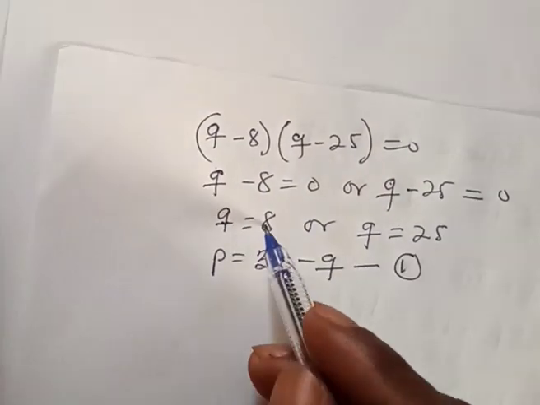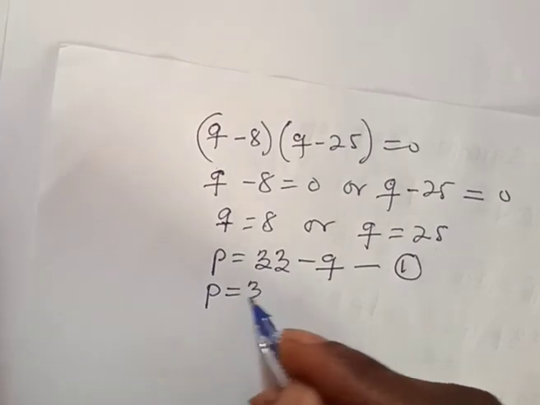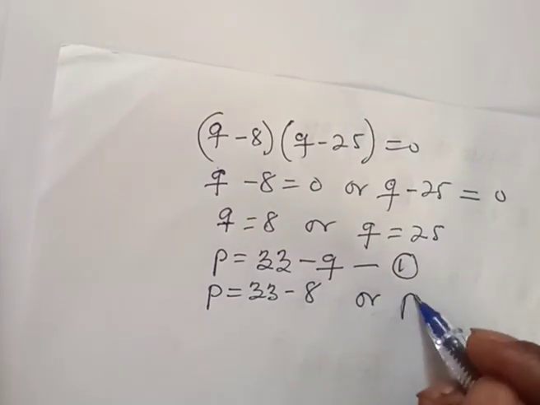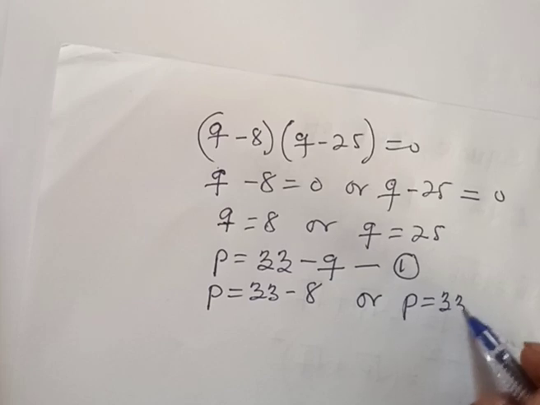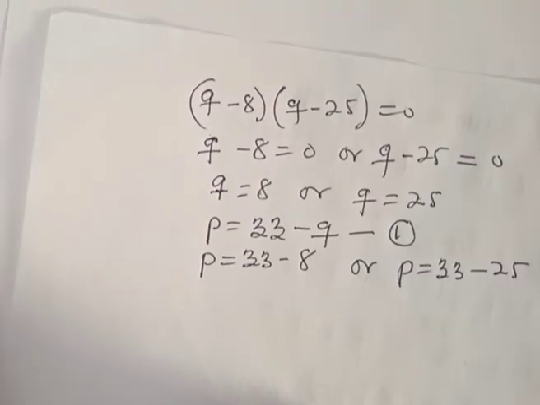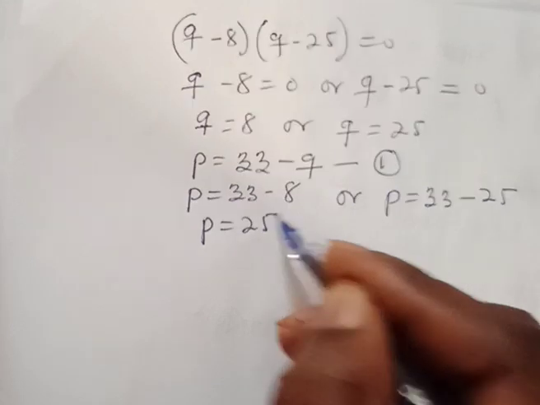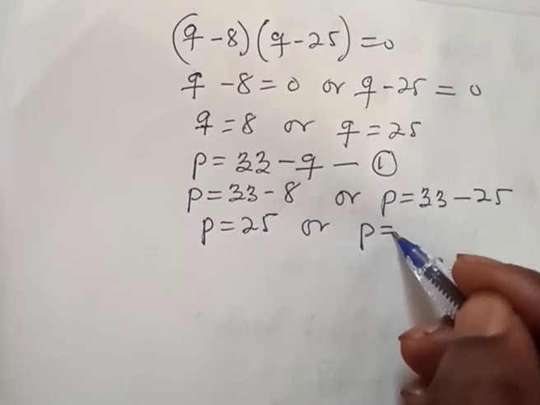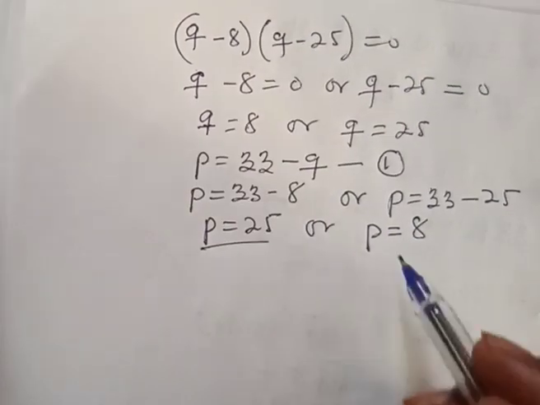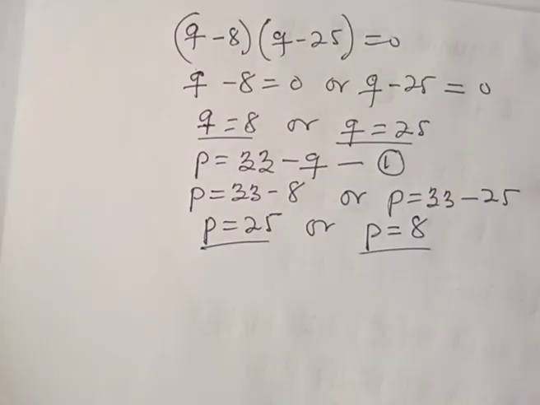Okay, so this is equation 3. I can put Q is equal to 8 here. So I'll have P is equal to 33 minus 8, or P is equal to 33 minus, then I'll put 25 also there. Okay, which will give me P is equal to 25, or P is equal to what? 8. Good. So you see that we have the same values for Q. Have you gotten that? Good.